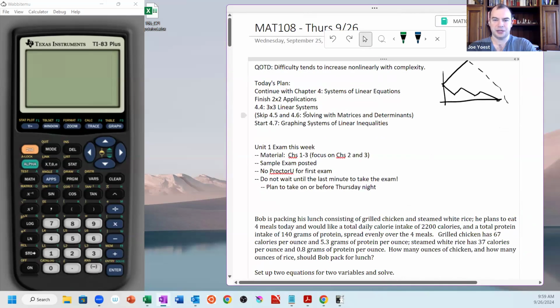Okay, any questions on linear systems? So that pretty much wraps us up. We'll do maybe one quick 3x3 degenerate system next time, and then move into section 4.7. 4.7 should go pretty quickly. And then we finish up chapter 4 and move on from there.